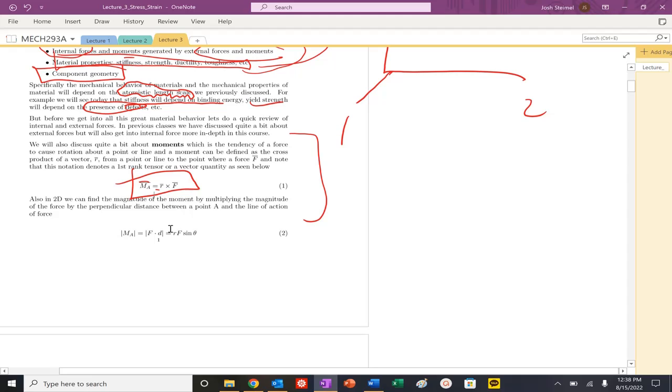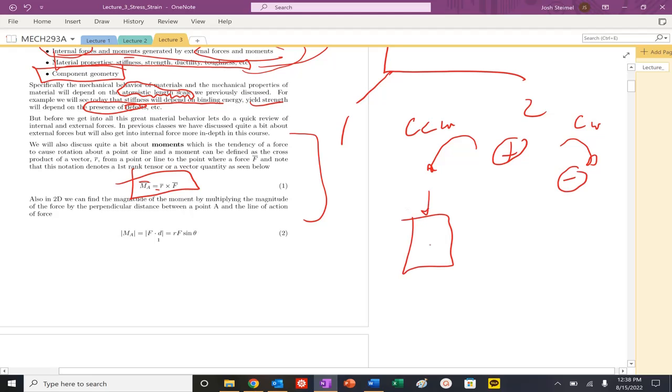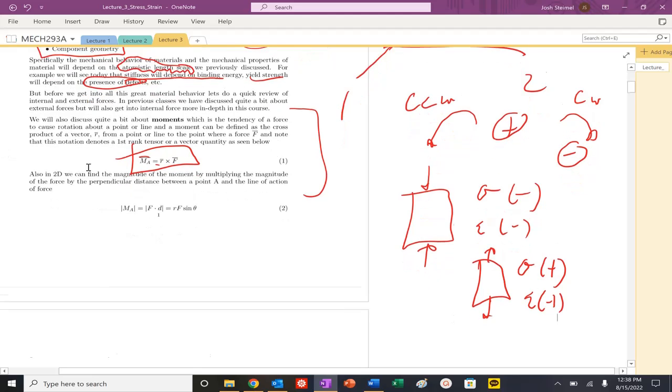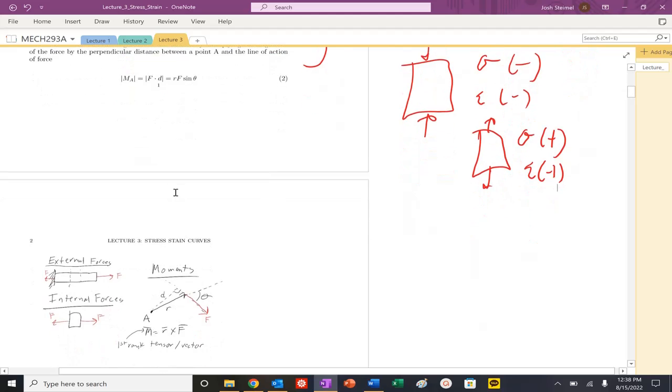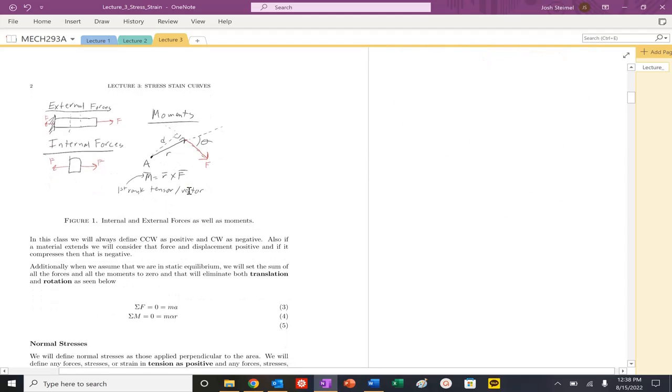When we think about moments, we're going to use in this class that counterclockwise rotation is positive and clockwise rotation is negative. When we look at stresses, for compressive stresses, the stress will be negative and the strain will be negative. We'll talk about stress and strain in a bit. If we're in tension, if our material is expanding, the stress will be positive and the strain will be positive. Those are going to be our critical notations, our conventions.